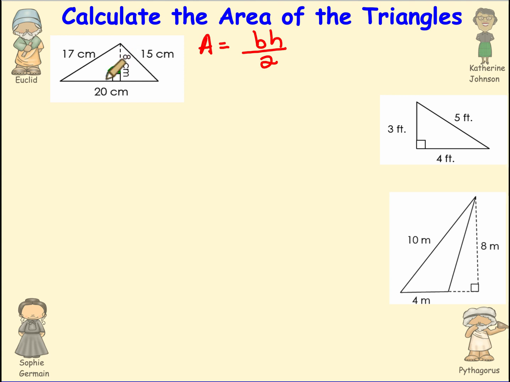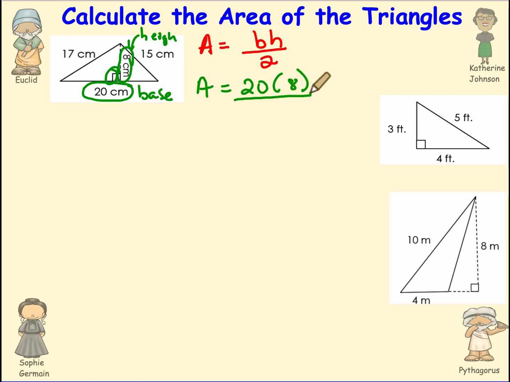So I look for my 90-degree angle, and I know that the side that's touching it is my base. And if there's no other side touching that one, then if I see that dashed line, that means this is my height. So now I substitute. So 20, I don't use centimeters in that, times 8, which is my height. So I'm replacing my variables with the values, divided by 2. And now I do my math.